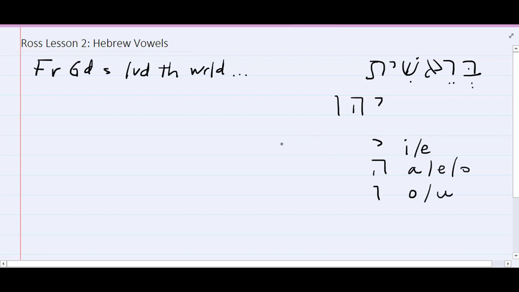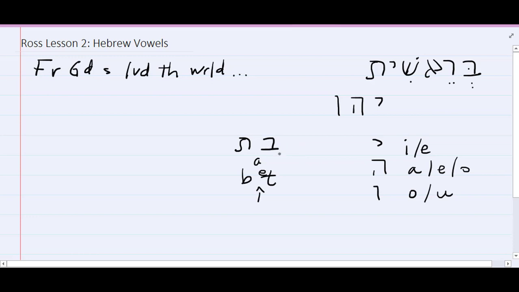So, for example, if we took the consonants bet and tav, those two consonant sounds could have any vowel between them. What vowel belongs right here? Well, in Hebrew, an A could be there. Bat, that would mean the word daughter. An E could go there. That would be beit, that would be the word house.